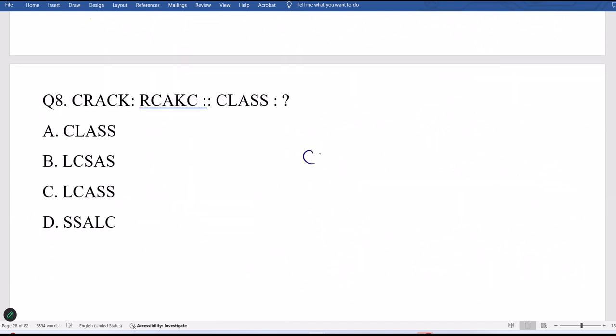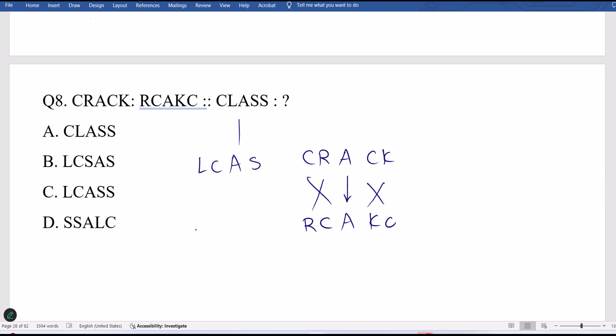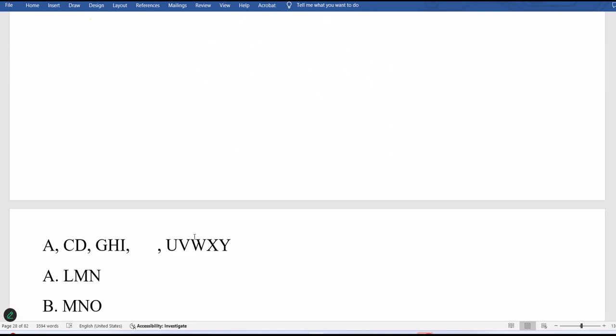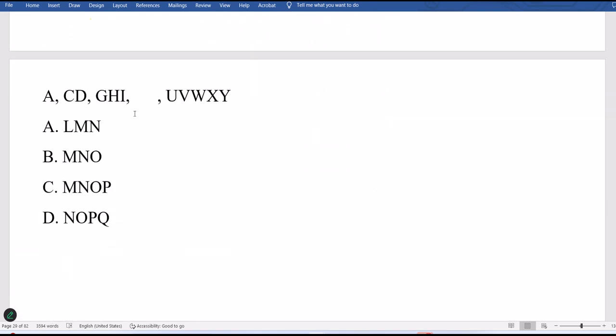Whereas this is like swapping the first two letters, keeping the middle one as it is, swapping the remaining. RC, A, KC. Then this will be LC, SS. Right. And this question was even given in the GATE exam, believe me.